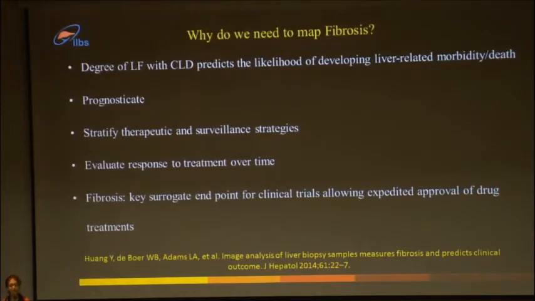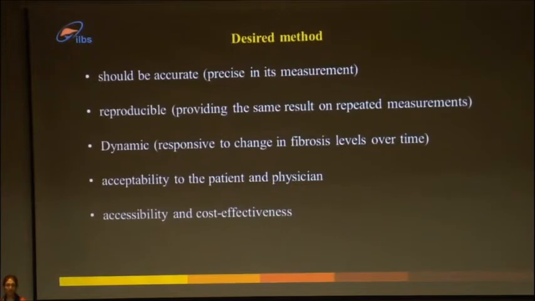We need to evaluate the response to treatment over time, and then of course fibrosis is the key surrogate and the endpoint for clinical trials, allowing expedited approval of drug treatments for such patients. So we know that fibrosis mapping is important for surveillance, for screening, for diagnosis, for prognostication, and for therapy. So when we need this marker for so many things, we need to understand how to go about quantifying fibrosis. We need important methods for that.